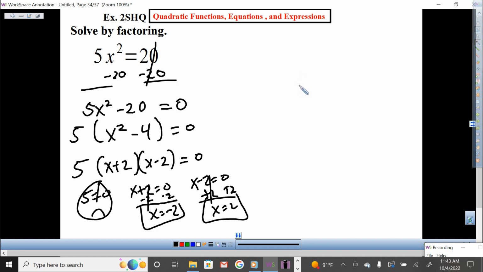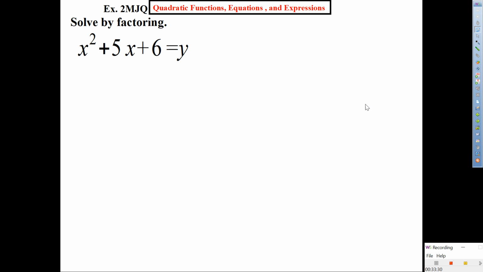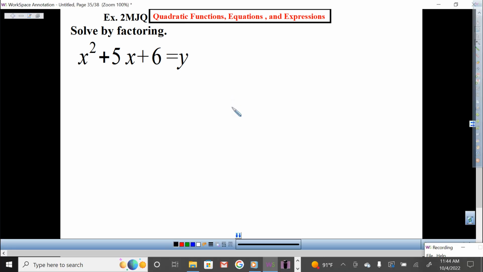All right. So if you notice, we've been factoring. The first type was by square roots. That was an easy one. This is by factoring. Now it's easy. But what if they give you something like this? Copy that one. X squared plus 5x plus 6 equals y. And everyone, the first step is to do what? Change y to 0, yes.